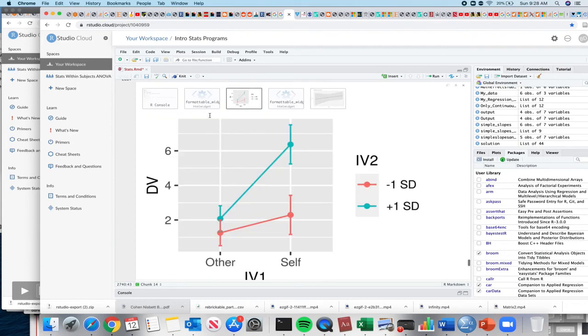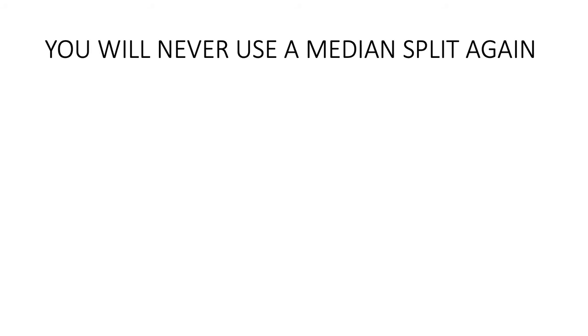So for your homework, feel free to use some shortcuts. But if you don't understand this, I need you to get on the horn. I need you to talk to me on Monday or Wednesday, and I need us to make sure you know what's going on. You will never even think about using a median split again. That is the takeaway from here. And you will do the correct analysis.